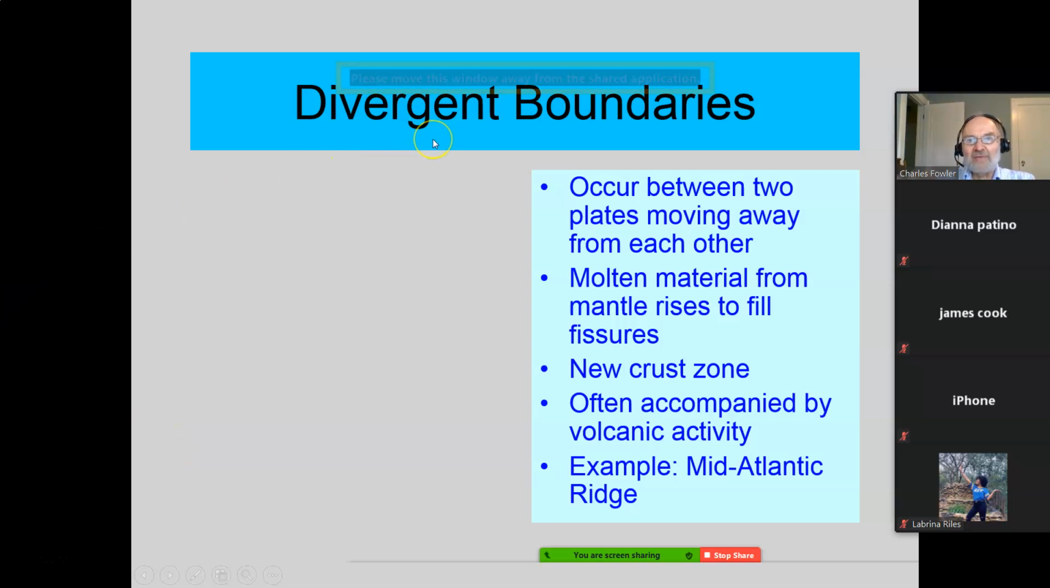Divergent boundaries. These are boundaries where the plates are moving apart. They occur between two plates moving away from each other. Not past each other, not toward each other, away from each other. The molten material from the mantle, and think of that possibly as asthenosphere, rises to fill the fissure that happens when the plates spread. So you form new crust here because that molten material is coming up, forming new basaltic crust generally, often accompanied by volcanic activity. Sometimes it's oozing out, other times it's spewing out.